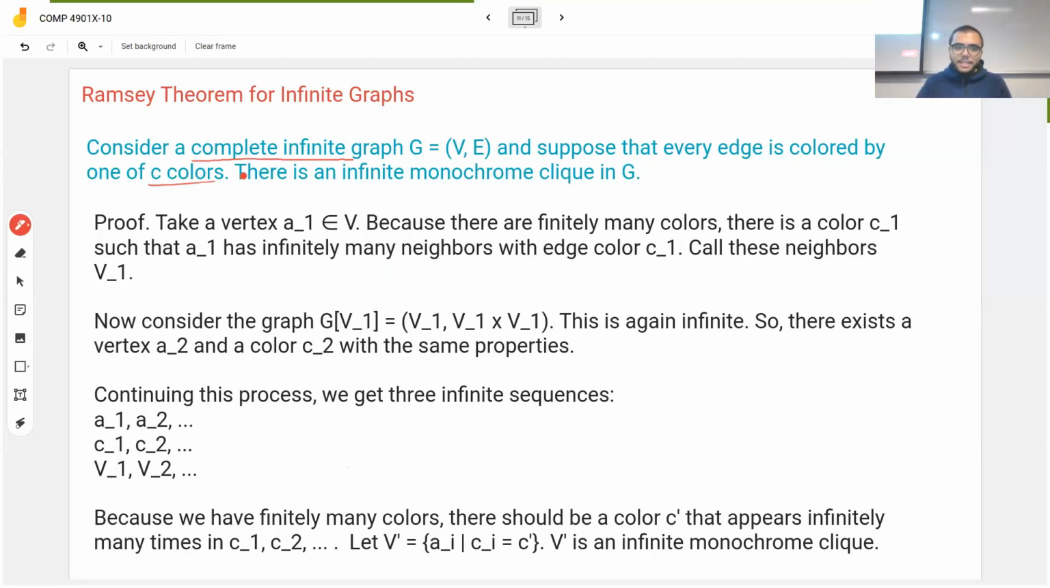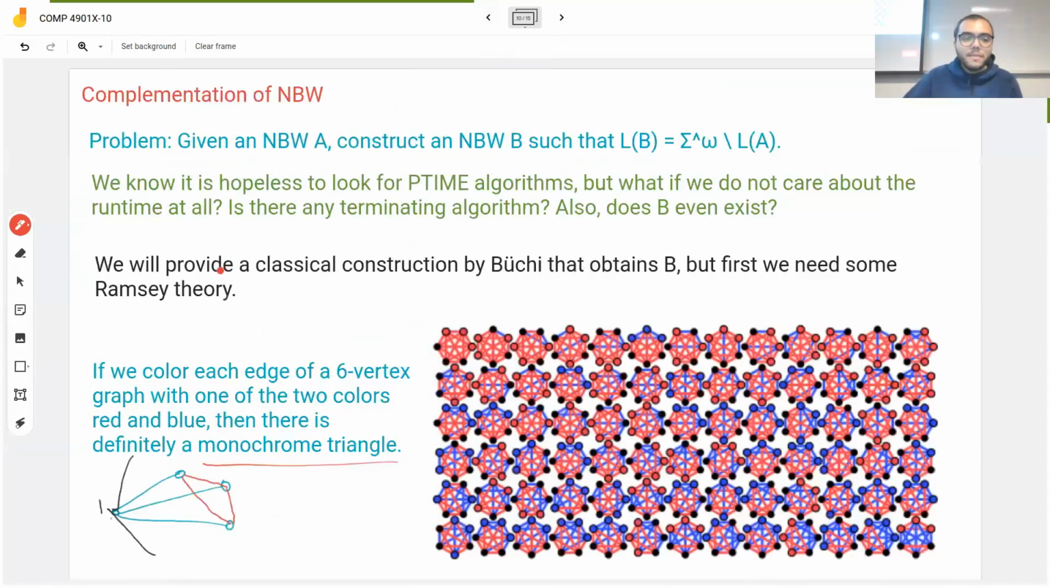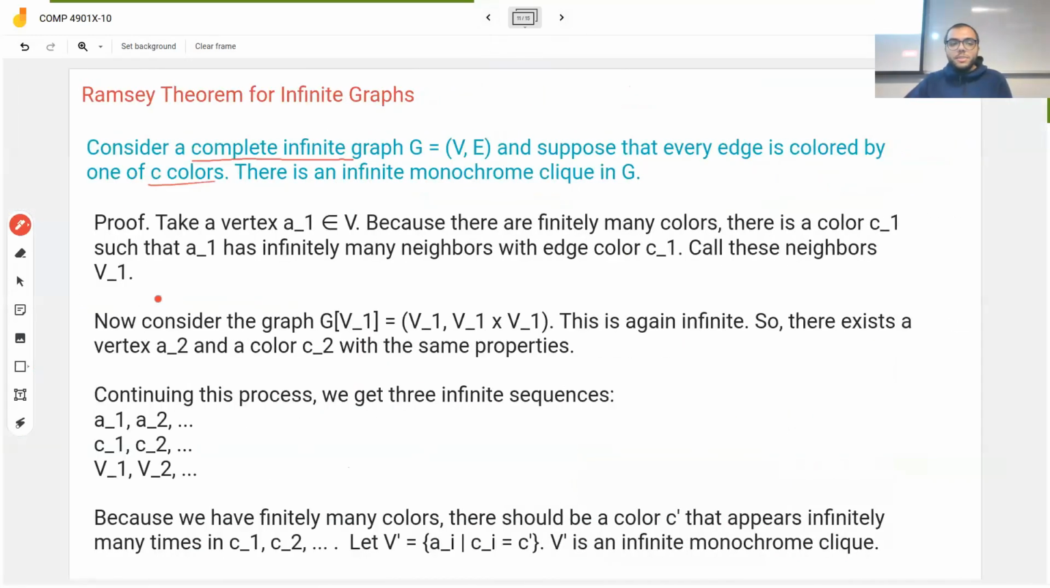The theorem is that there is an infinite monochrome clique in G, which means that there are infinitely many vertices such that if you take the subgraph on only those vertices, all the edges are the same color. So the proof is actually an extension of the simple proof by pigeonhole principle that I gave you here. It's very similar.